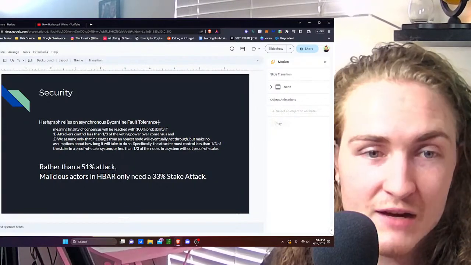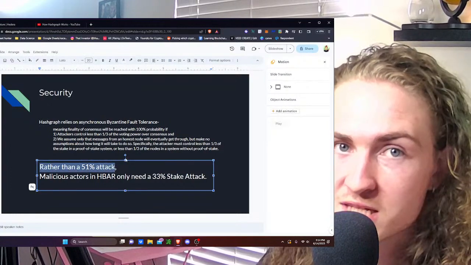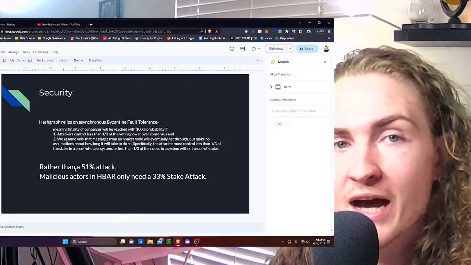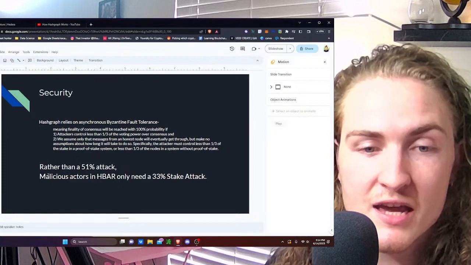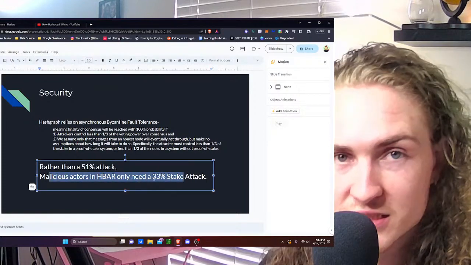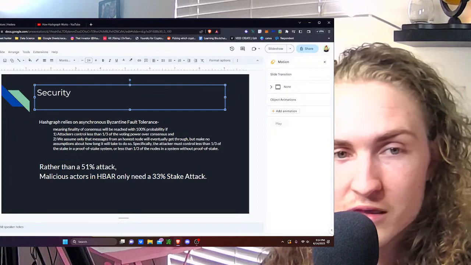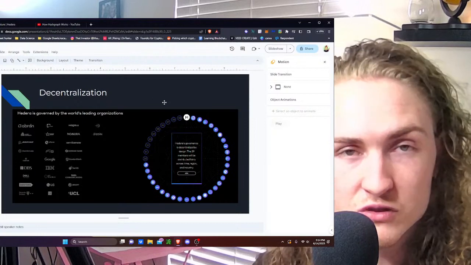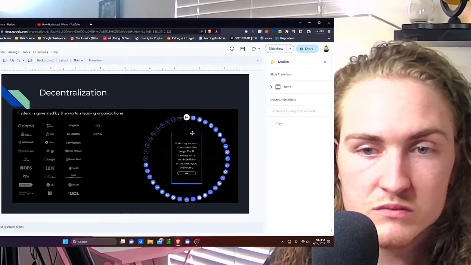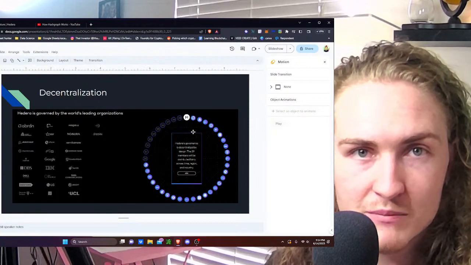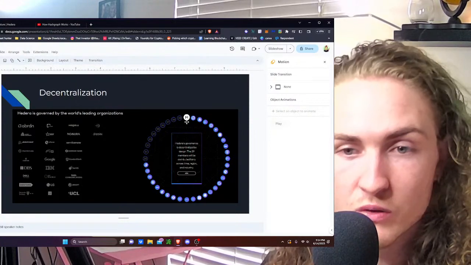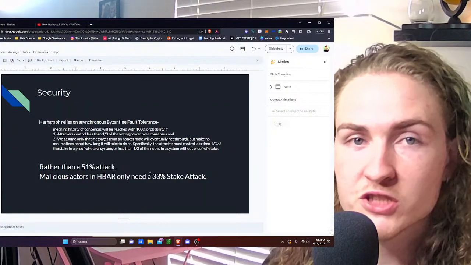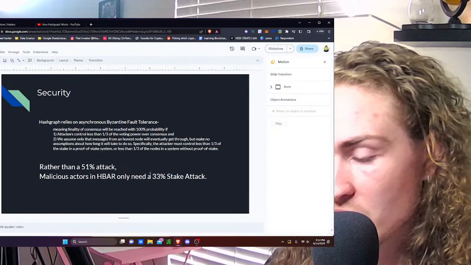Essentially, what I want you to get from this is that rather than a 51% attack on most blockchains, where a malicious actor needs to gain control of more than half of the network in order to carry out an attack, with HBAR you only need a 33% stake attack. So in its current situation, if a third of the council members decide that HBAR needs to do something in favor of the council members and not in favor of the token holders or the coin holders, they can do that with a third of the control. Malicious actors only need a third of the stake, so a little bit sus.